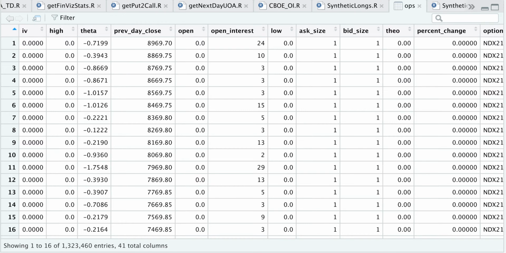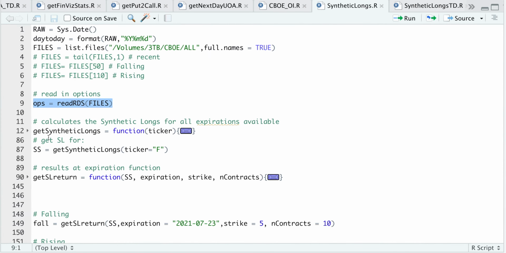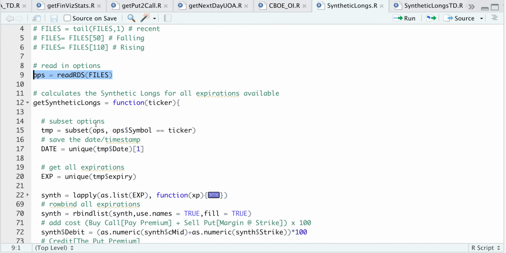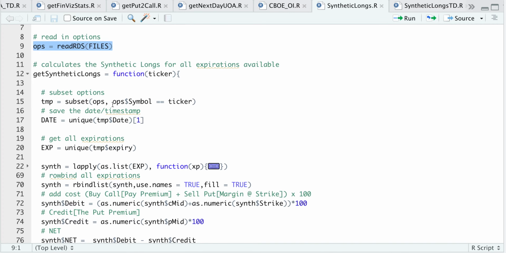So after I bring in the data into RStudio, I'm just going to subset by ticker, which will eliminate most of these. So I created a function called getSyntheticLongs by just passing in the ticker. So if we open up this function, I'm subsetting my options data to just include that ticker. I'm going to go ahead and save the date or the timestamp in my options data so that I know what date I scraped these options or what trading day these are for. I'm going to get all unique expirations and save them into this variable called exp.